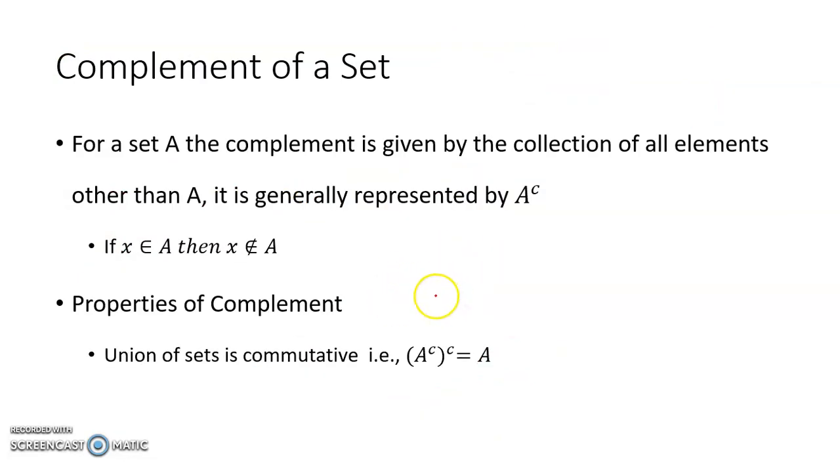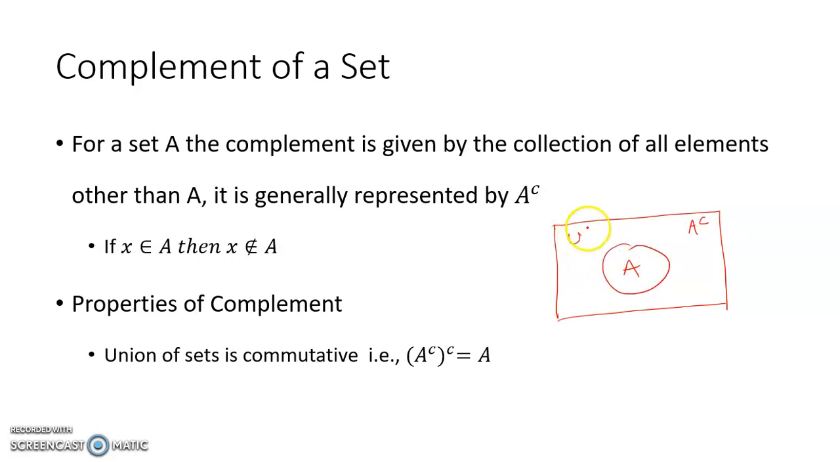Then comes the complement of a set. The complement of a set means every element other than that particular set. If I want to represent through a Venn diagram how the complement of a set works, if this is set A, then this shaded portion becomes the complement. That means everything other than A will be the complement of the set.